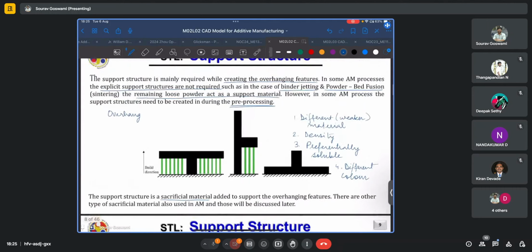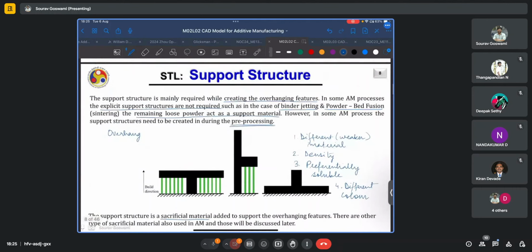And we should be careful that the support structures, while they should be strong enough to support the overhanging features, should also be weak enough to be broken away easily during post-processing. Especially, care should be taken to ensure that they do not leave artifacts or remnants on the finished surface of the part. Else it would increase the post-processing effort.